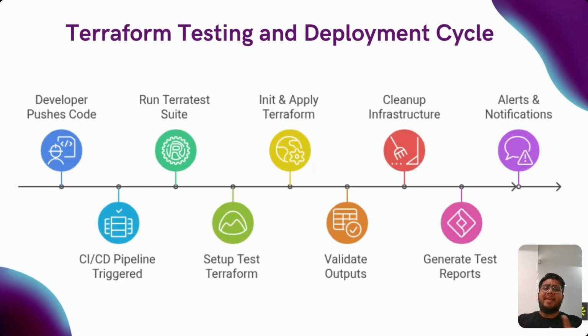So how does the actual cycle work? The Terraform testing deployment cycle: the developer pushes code, the CI/CD pipeline is triggered, and it triggers the Terratest suites. It sets up the Terraform environment and the testing environment. It will initialize, apply, and do the testing in a segregated environment, and it will clean up the infrastructure once the testing is done and generate a report. Once the report is generated, it will pass on alerts and notifications on whether the test was a success, and if it is a success, then it goes to production.